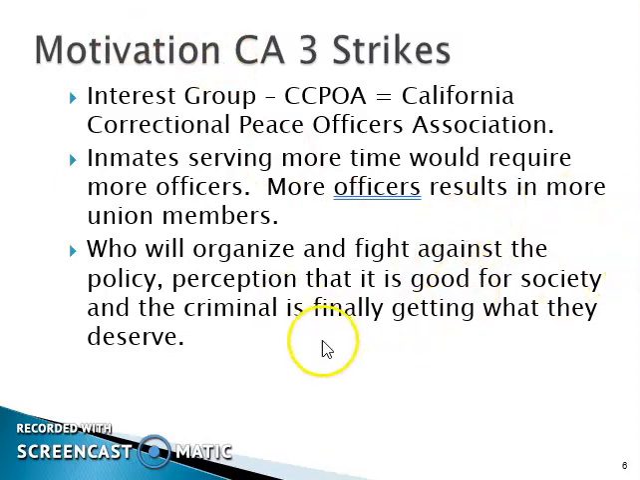One of the advantages to this approach was who would organize to fight against the policy. The perception was that it was good for society if we lock up these criminals. They're finally getting what they deserved. Who's going to fight on behalf of the criminals? So it was, in a sense, an easy sell. But about 10 years after it passed, people were looking at it and saying, hey, this isn't what I thought it was going to be.